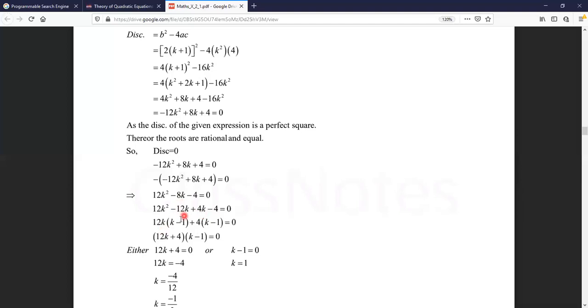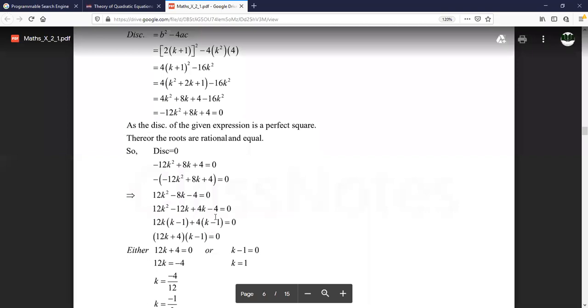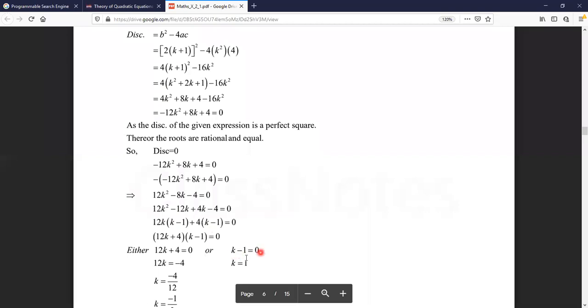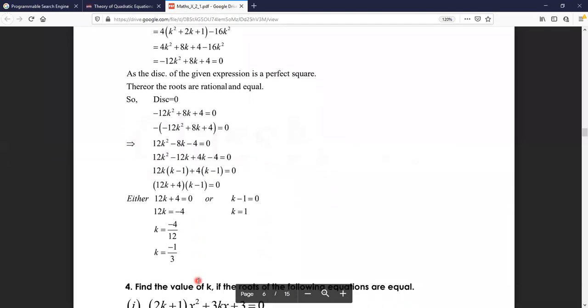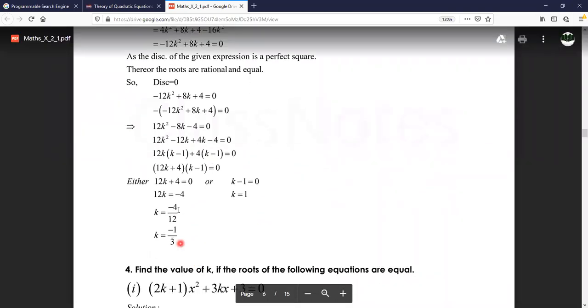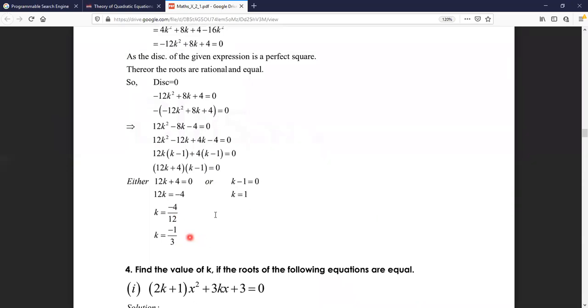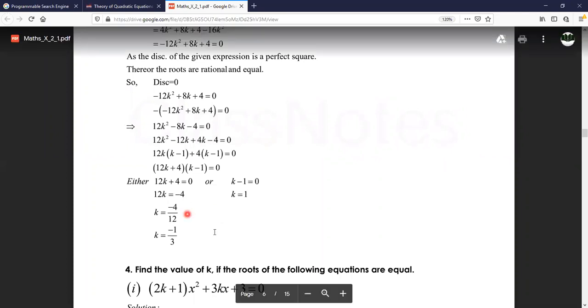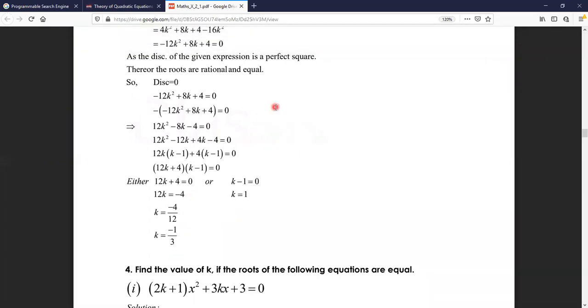By taking 12k common from the first two terms, I got k minus 1, plus 4 common from the next two terms, I got k minus 1. And by comparing separately, 12k plus 4 is equal to 0, k minus 1 is equal to 0, 12k is equal to minus 4, and k is equal to 1. I got k is equal to minus 4 over 12, which is minus 1 over 3, and k is equal to 1. What was the agenda? We have to find the value of k for which we are having the perfect square. So we got k is equal to 1 and k is equal to minus 1 over 3.